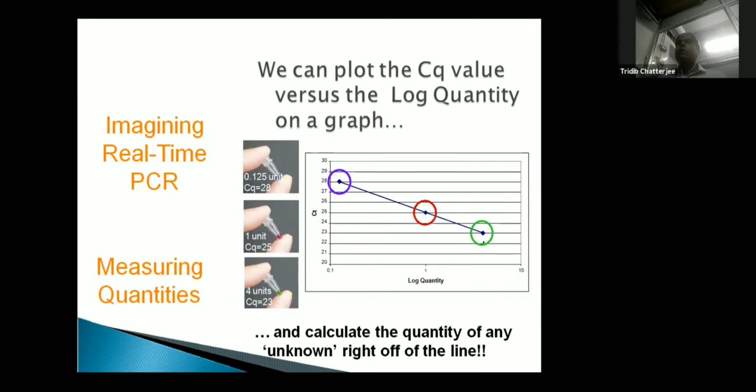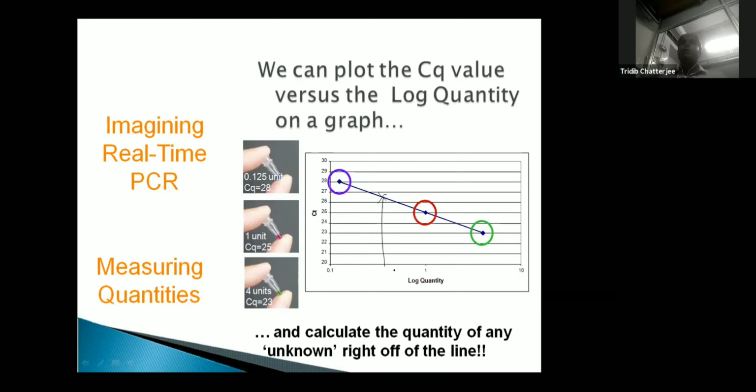Now, using the standard curve, if I have an unknown concentration, suppose falling at this position, then I can draw a perpendicular and get the concentration of the unknown sample. So this is how the concentration in real-time PCR is usually measured, and real-time PCR can be used as a quantitative tool, for measuring quantities.